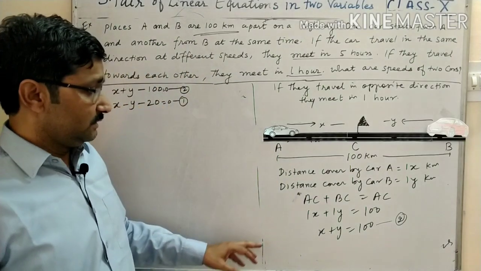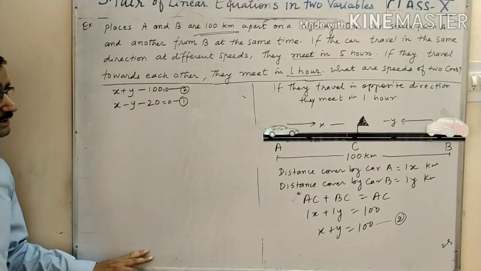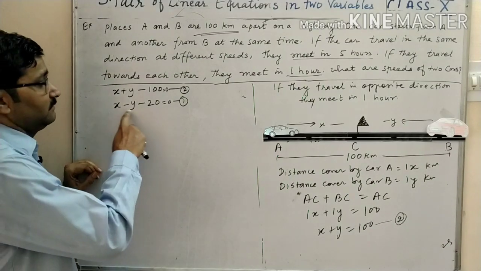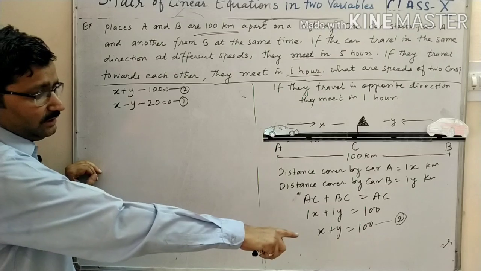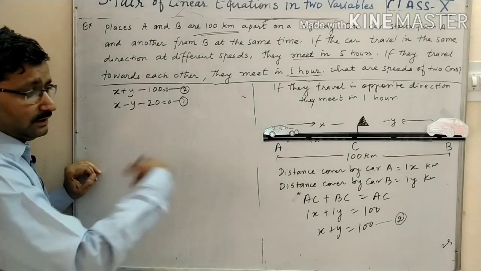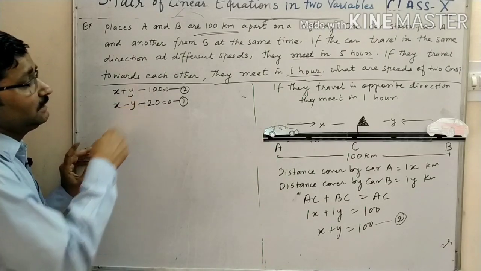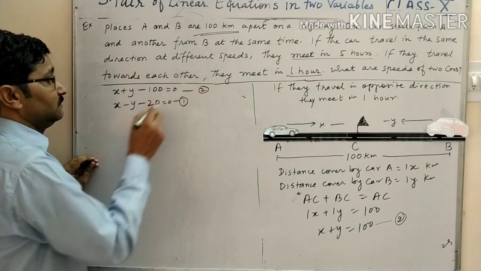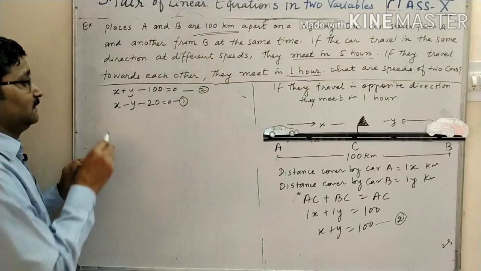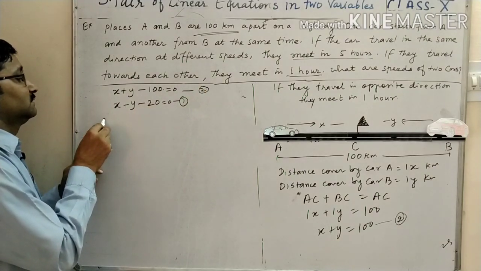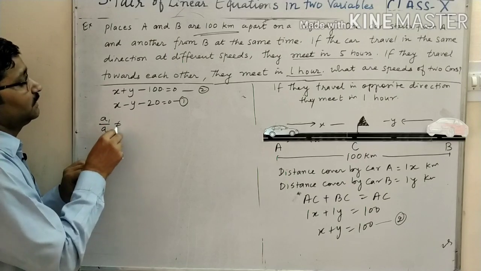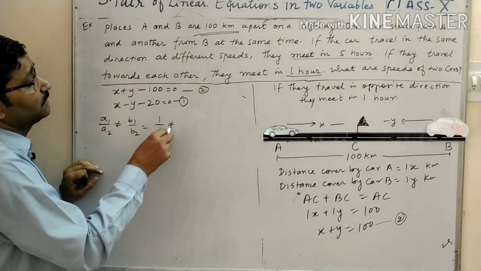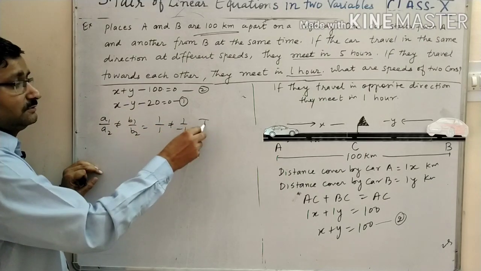Here the first equation is x minus y equal to 20. Transferring 20 to the left hand side, you get x minus y minus 20 equal to 0. The second equation, x plus y equal to 100, you transfer 100 to the left hand side, you get x plus y minus 100 equal to 0. These two equations you have to solve by the cross multiplication method. First check that a1 upon a2 should not equal b1 upon b2. That is 1 upon 1 not equal to 1 upon minus 1. So that is true.